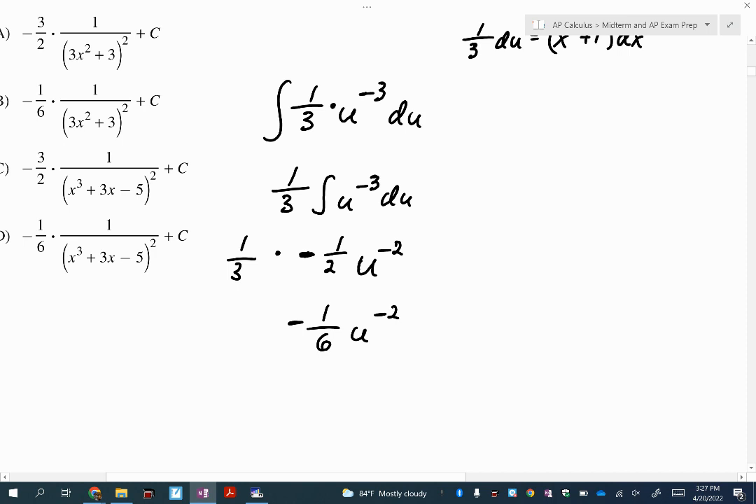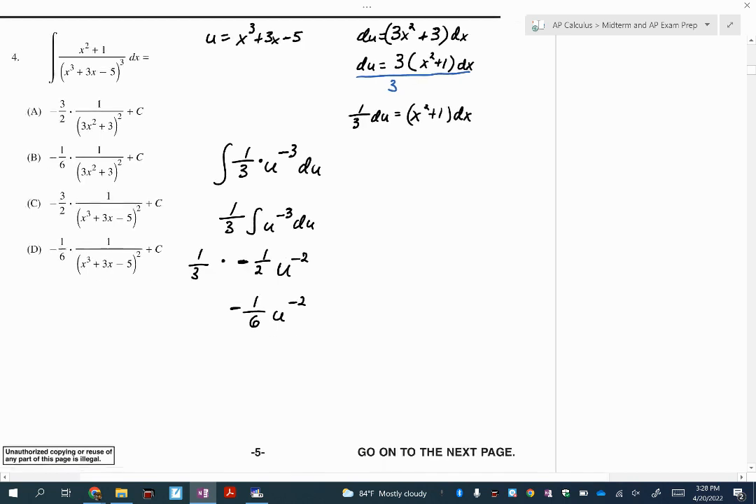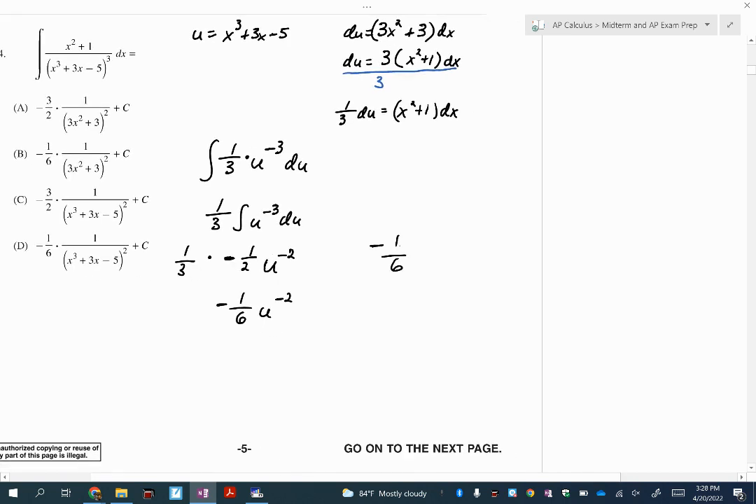Now when we did this in class, at this point you're done, but we need to go back into the original terms. We didn't start with u. Joel told us we were using u substitution, so now we're ready to go back into our original. So go ahead and replace that u with our answer.